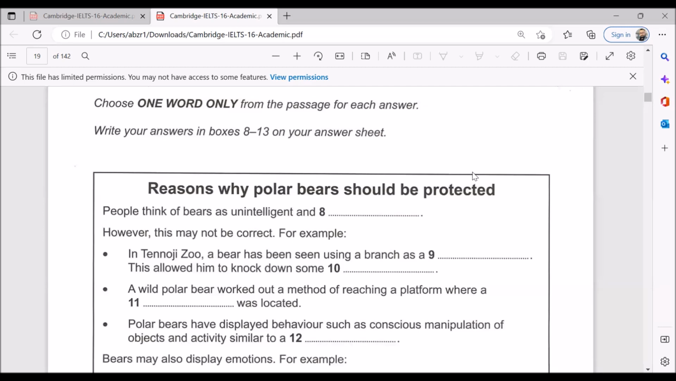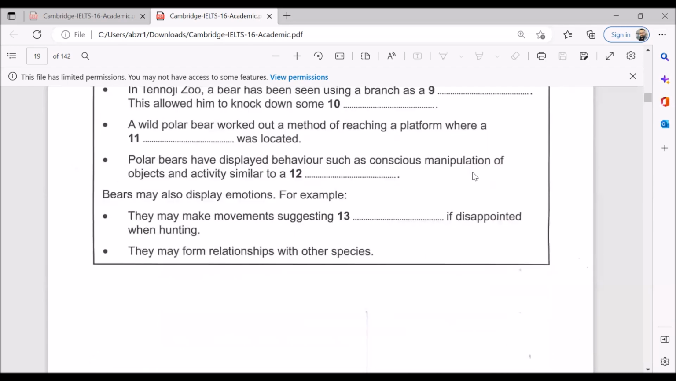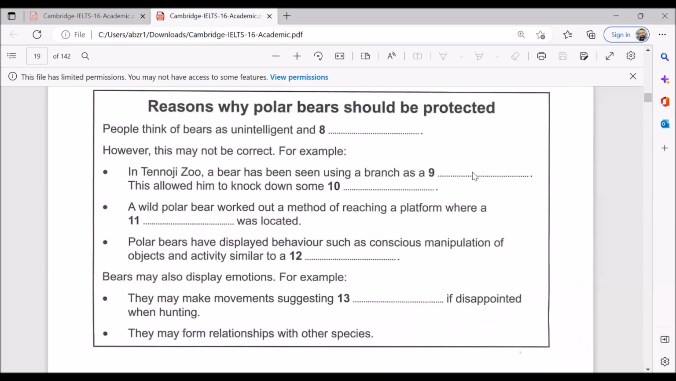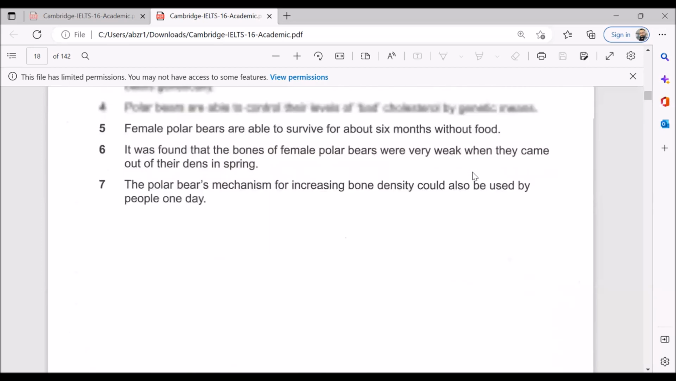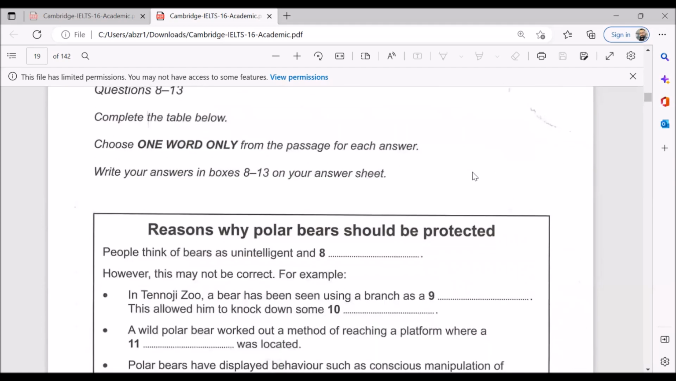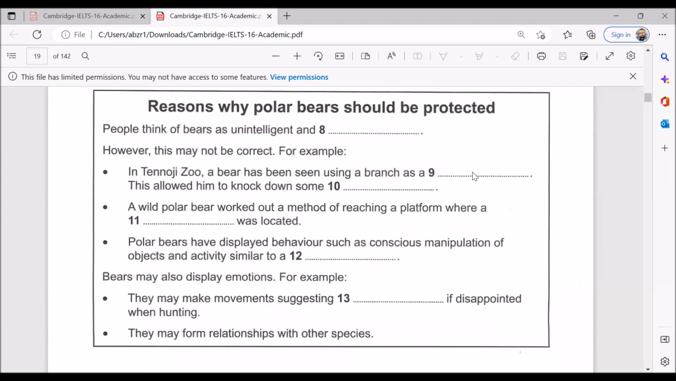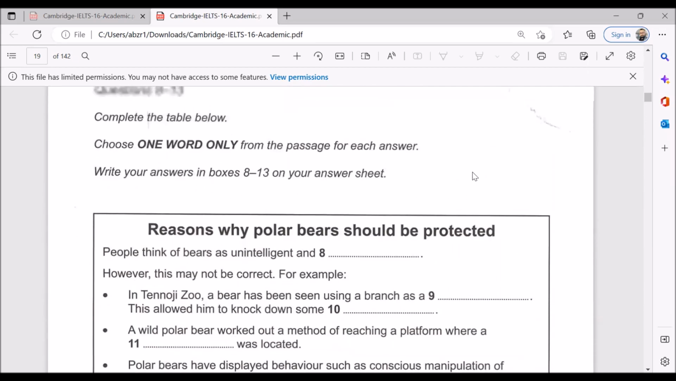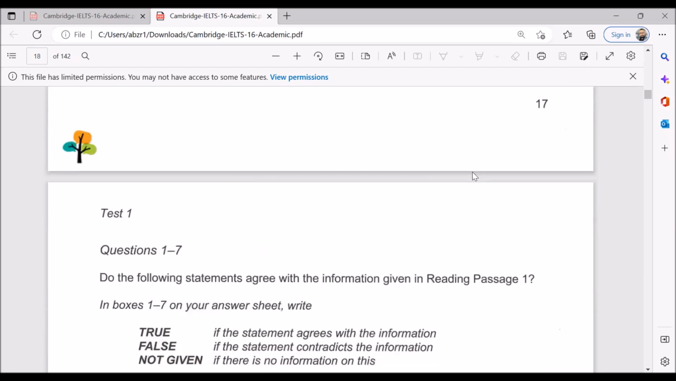And the number two tip would be, when you read the question, when you understand and analyze the question, now you know exactly what you are going to look for in the passage. Then, second tip, do the scanning in the paragraph. Scanning means, for example, if I give you an example, people think bear as an intelligent animal, or in question number 9, you can see Tennoji Zoo, whatever the exact pronunciation of that is. In Tennoji Zoo, if we get back to the paragraph, we can find out.